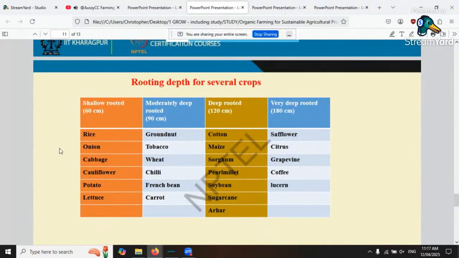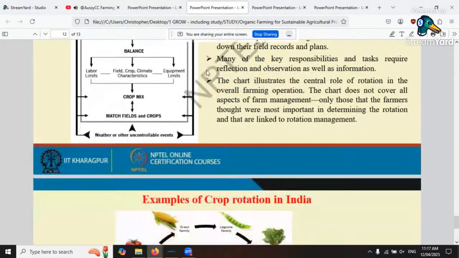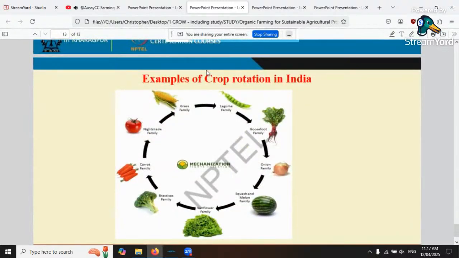Rooting depth for several crops. Well, you need to know that for your tillage and for pest and disease control and for irrigation. Where's garlic? I know it's 60 centimeters anyway. Schematic summary of crop rotational planning. If you want to really go and do a schematic diagram, there's one example you can fill in the blanks.